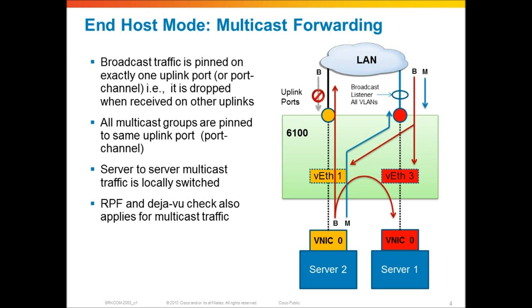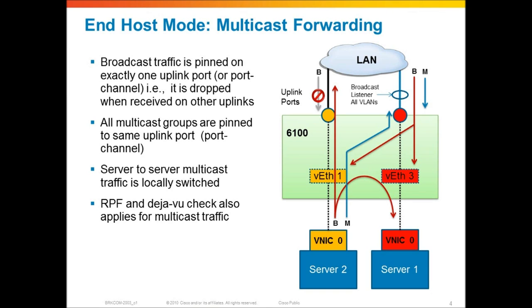So any broadcast messages or multicast that is received on that uplink will be forwarded down to the servers. Any broadcasts that are received on any other uplink, such as the orange uplink here, will be immediately discarded right at that port. This obviously is going to prevent the servers from receiving duplicate copies of a broadcast packet.